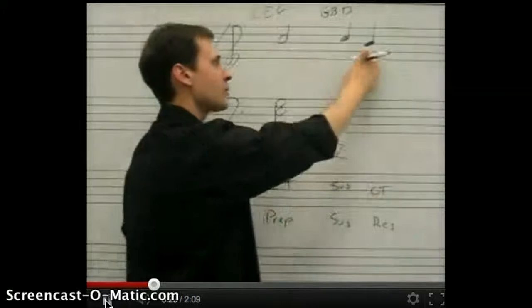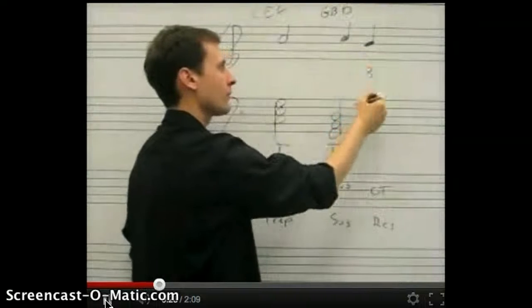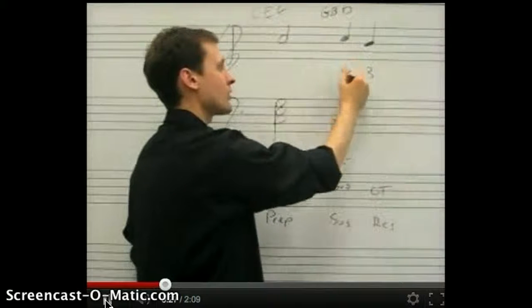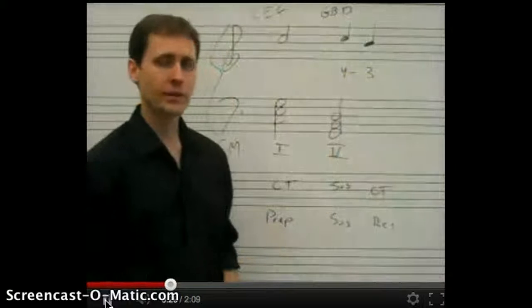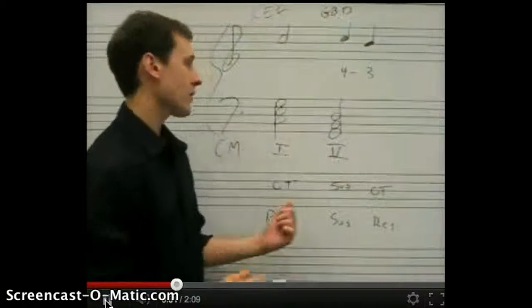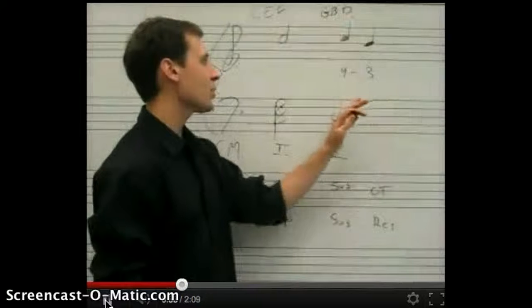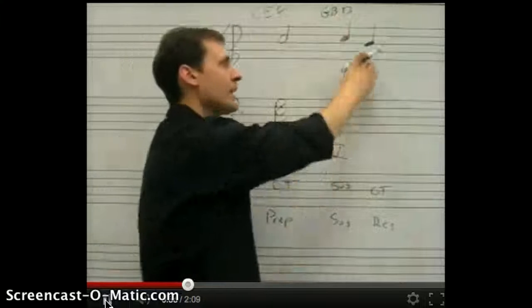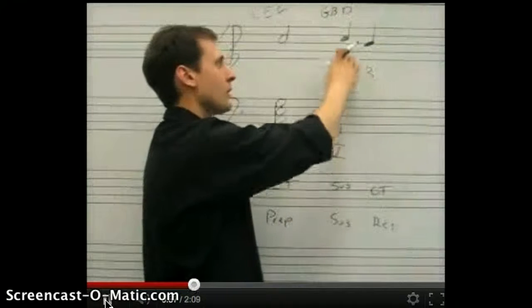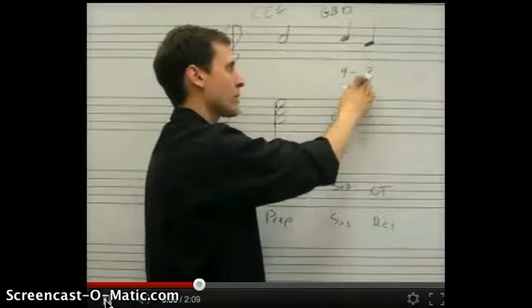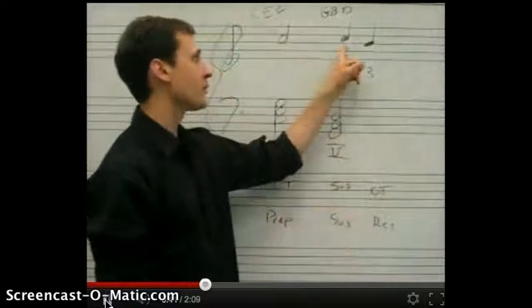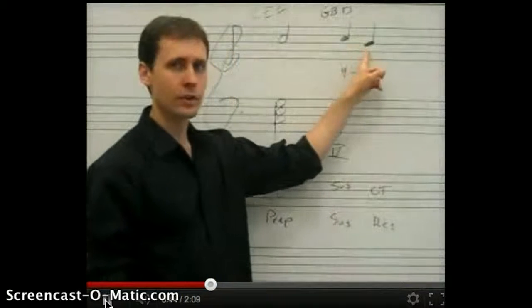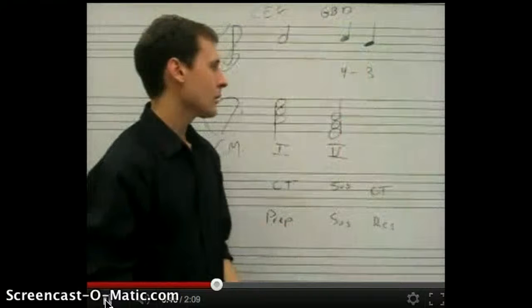Now, because B is the third of the chord, we would call this a 4-3 suspension. Okay, so I'll say that one more time. This is a G chord: G, B, D. B is the third of the chord, so we would call this a 4-3 suspension because it's moving from 4 down to the third scale degree.